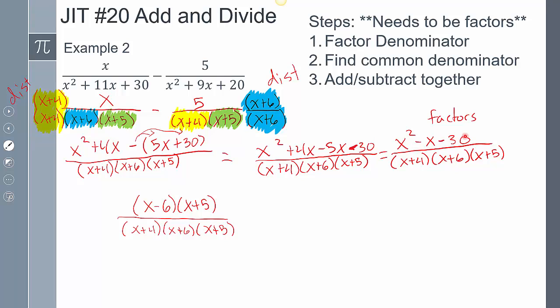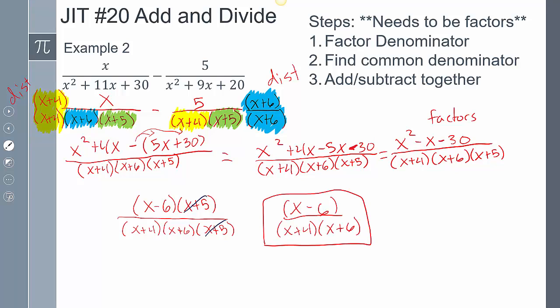okay, this one I was able to factor the top, and so when I factor the top here, that's going to cancel out. And so my final answer could be this. Like I said, my math lab might want you to be able to multiply or FOIL all that through, so just be aware of that.